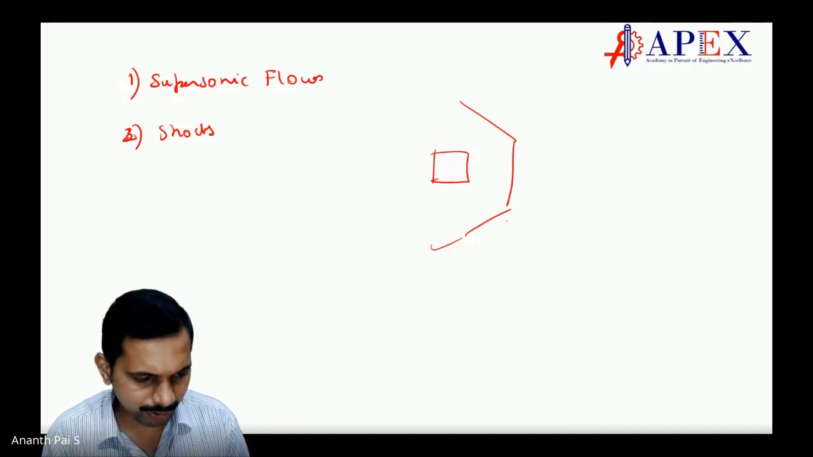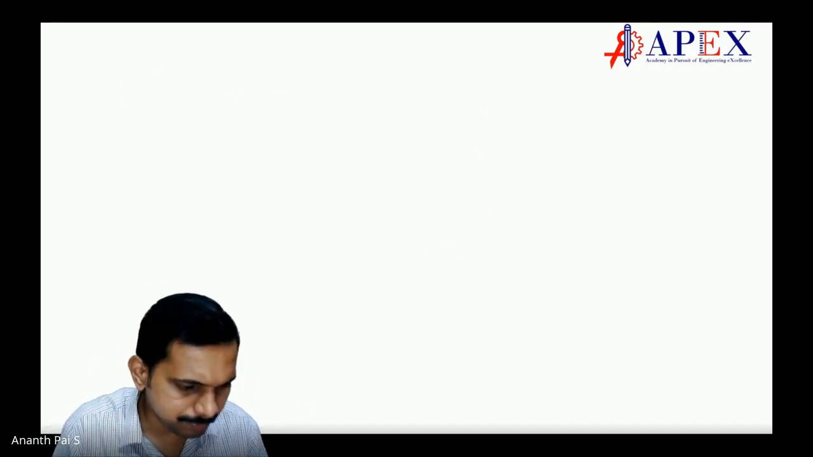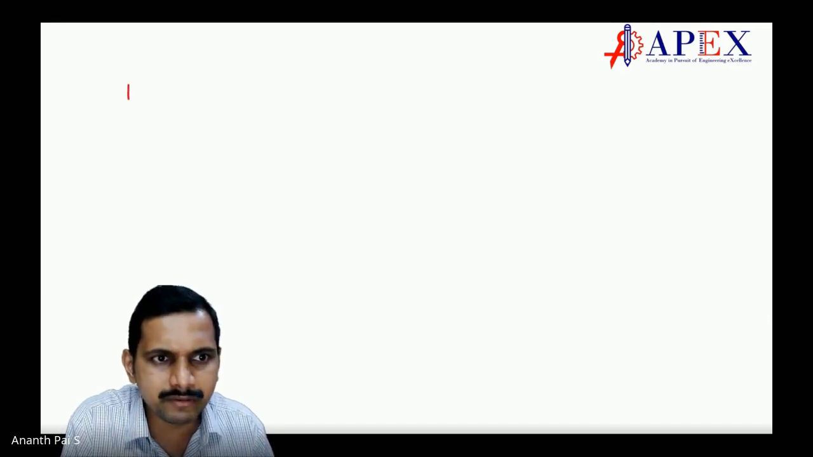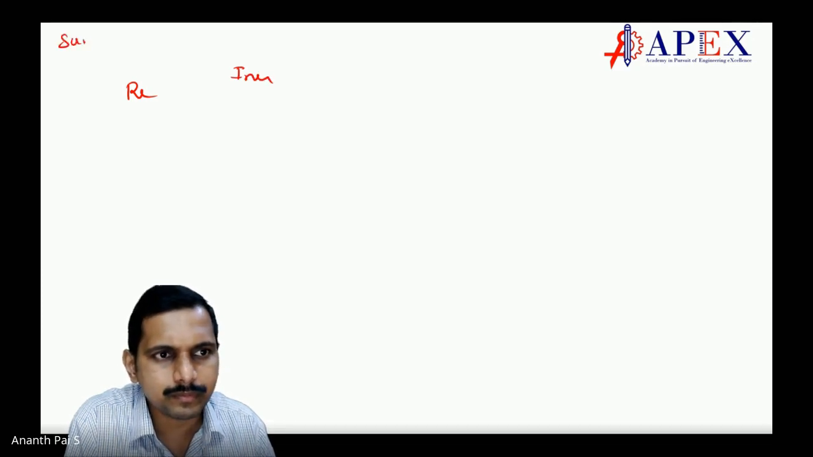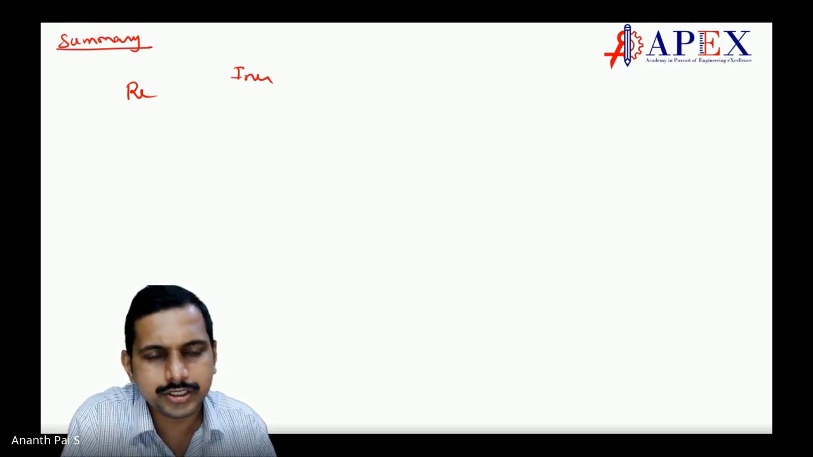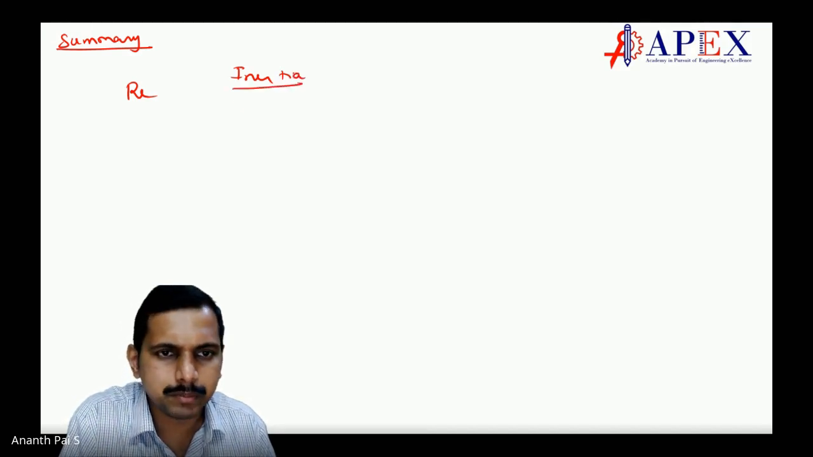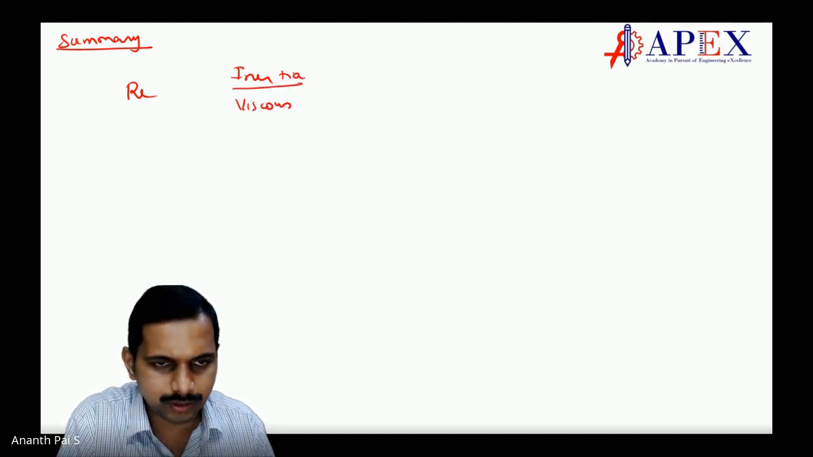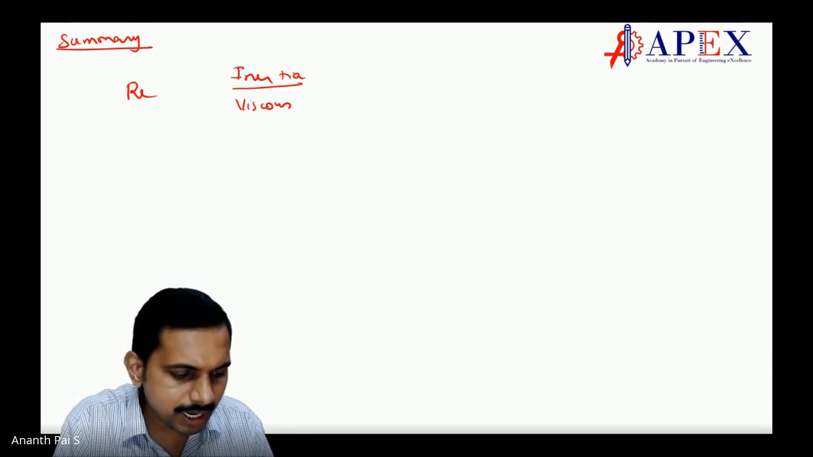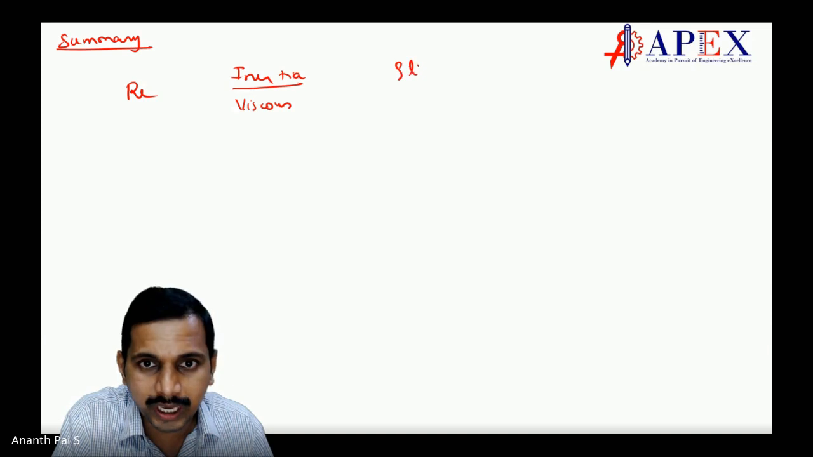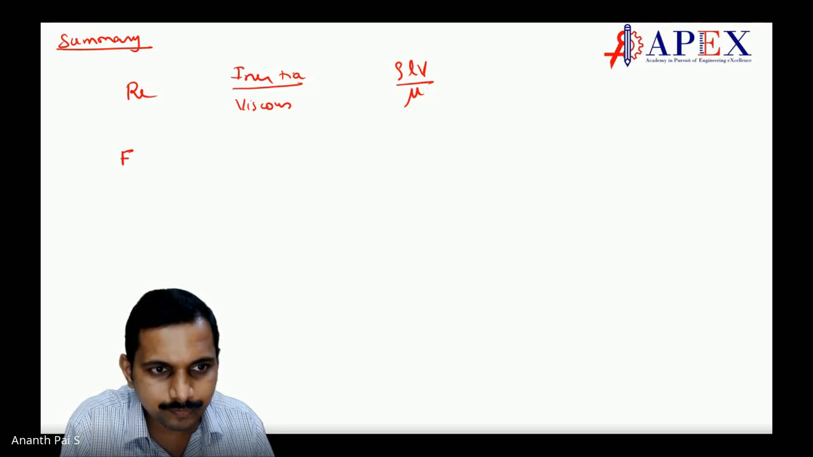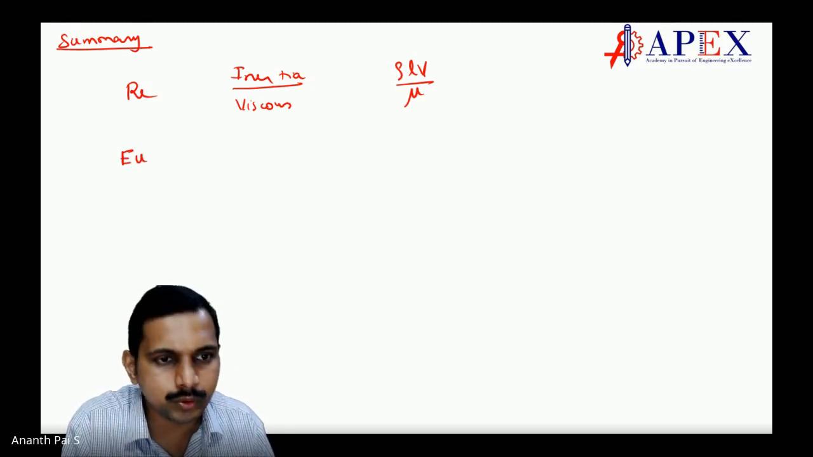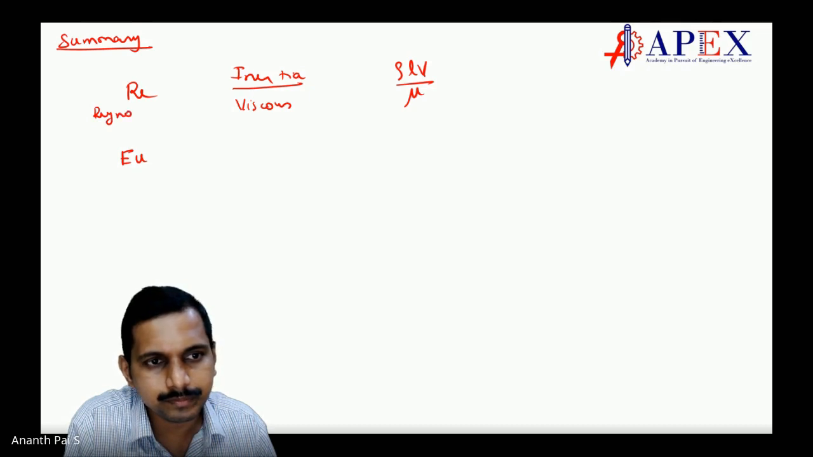Fine. Now let us summarize one by one, because it is very important. First, we have the Reynolds number. Reynolds number is inertia force by viscous force. Why am I doing this? Because it is important, because it has come a lot of times. It is rho L V by mu. Very important. Next one is the Euler number.